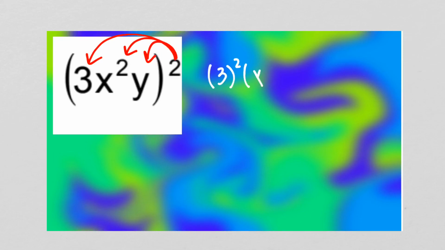So I'm going to go ahead and rewrite it, and you have to give this squared to everything in parentheses. So I'm going to rewrite it as 3 squared times x squared squared times y squared. Now in order to finish this, you're actually going to need another law. So we're going to go through the laws and then we'll come back to this example to finish it.